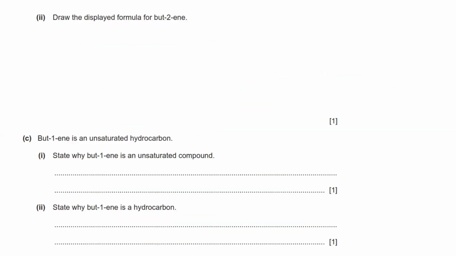Then it says draw the displayed formula of but-2-ene. I have already written it for you. C-C double bond C-C, with hydrogens attached. So this is 1, this is 2, this is 3, this is 4. Since the double bond is at 2, it is but-2-ene. In the exam, you don't need to write these numbers. These are just for your own knowledge of how you have to draw these structures.